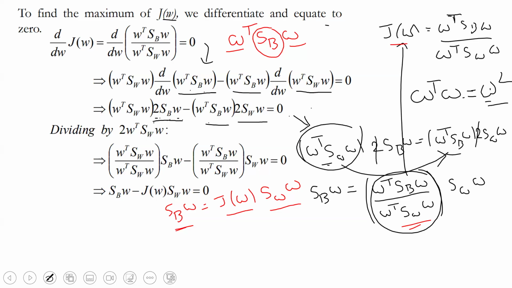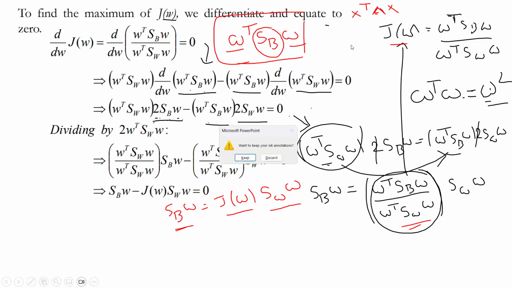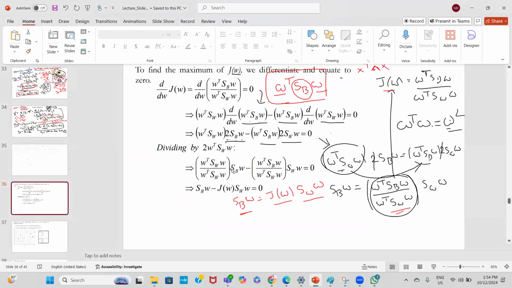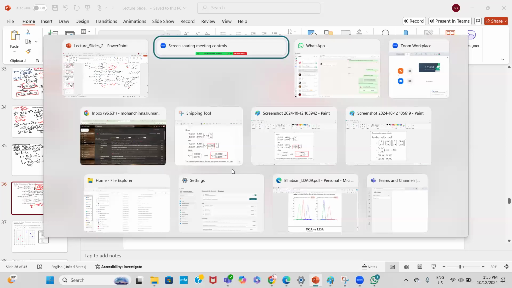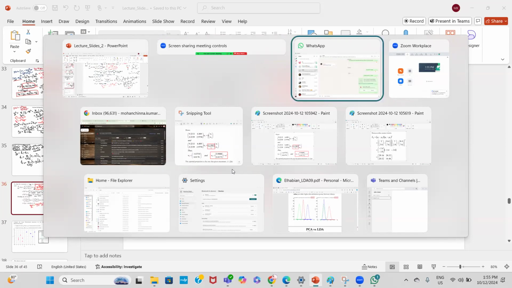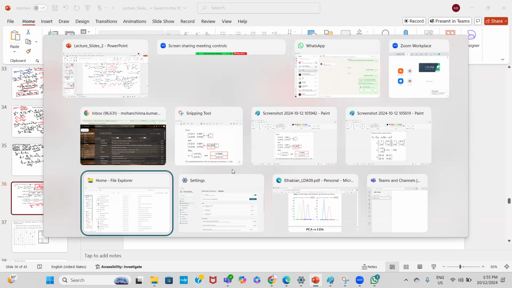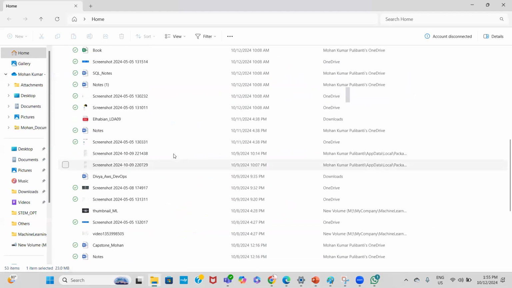Have you seen anything similar to this when we were studying positive semi-definite matrices? X transpose A into X, something of that sort. The quadratic form of a matrix. Have you seen that? X transpose AX is equal to 0, or anything else? Less than or equal to 0?